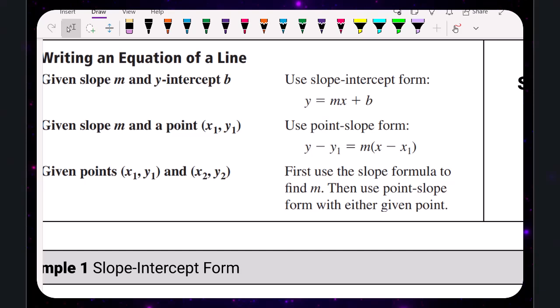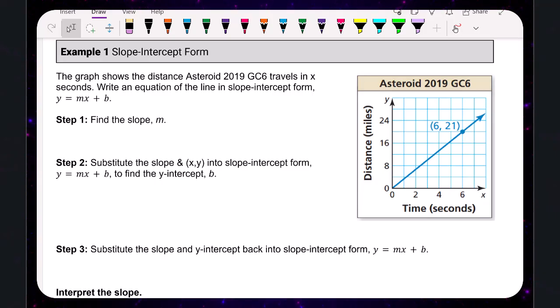There are 2 formulas that you will be using. You'll be using the slope-intercept form, where m is slope and b is your y-intercept, and then you will be using point-slope form, which is y minus y sub 1 equals m times x minus x sub 1. And the point, your coordinate, will be x1, y1, and your slope is m. All right, let's take a look at our first example.